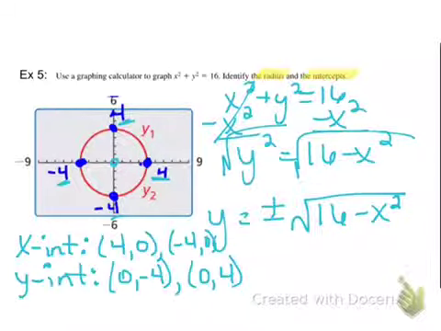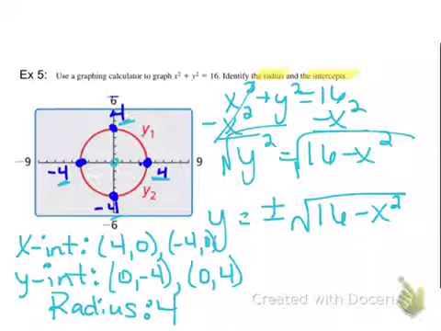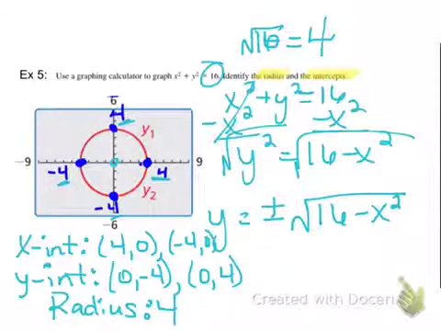Okay, and then the radius just goes from the center out to the edge. And if you go from the center to 4, then the radius is going to be 4. Another way you can look at that is this number right here on the end. If I take the square root of 16, that's going to give me 4. That is my radius. So there's a couple of different ways to find that.